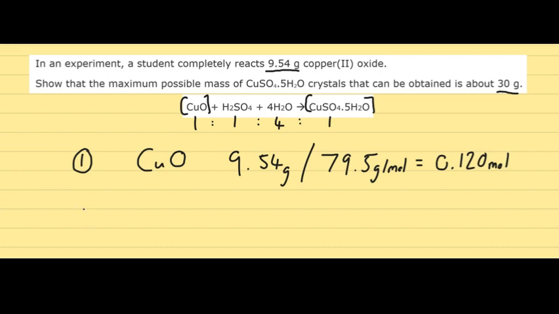After that first step, I can go back to my equation and see I'm 1-to-1. So my number of moles of copper oxide will be the same number of moles of copper sulfate. So in my second step, when I'm trying to work out my mass of copper sulfate, which is what the question wants me to find out, remember, it's pentahydrate, so we can't forget those waters.